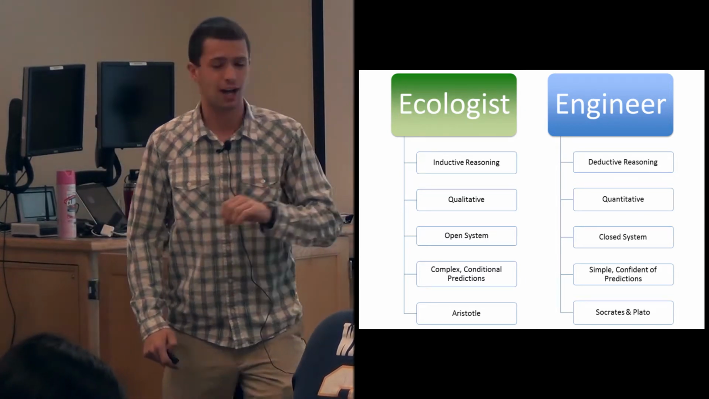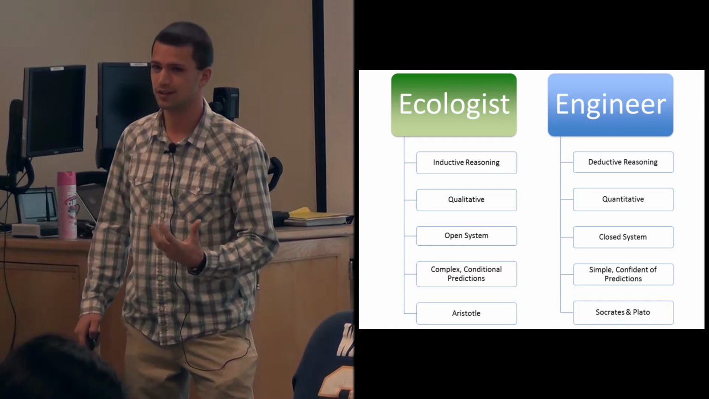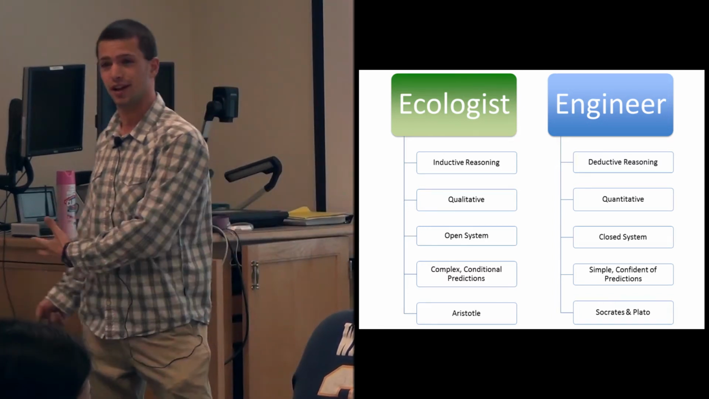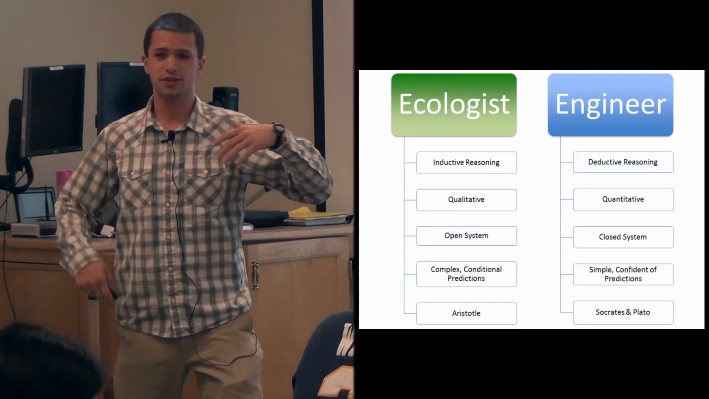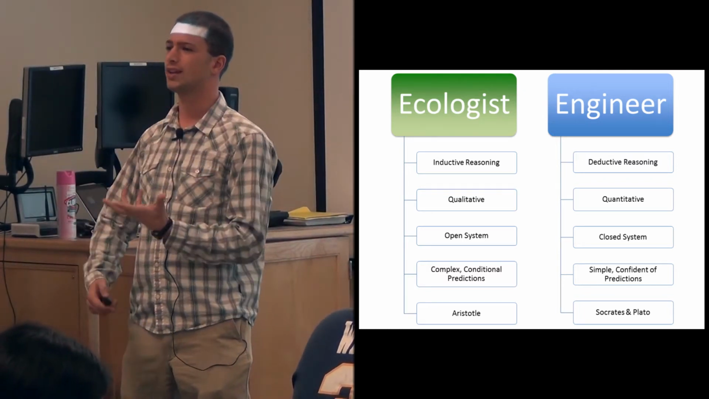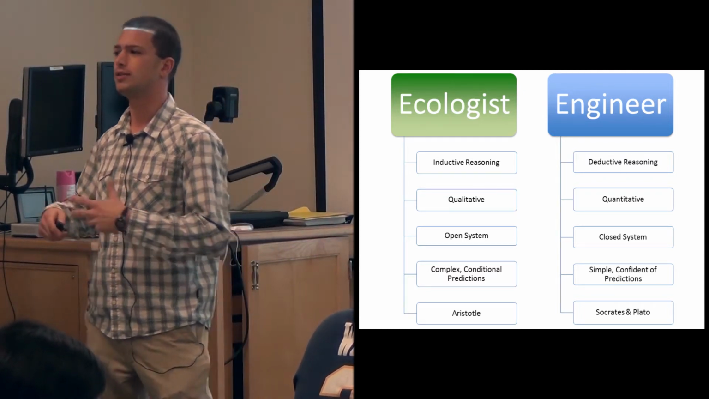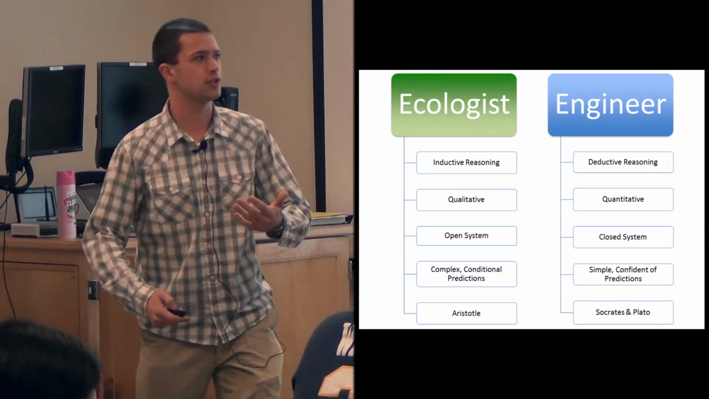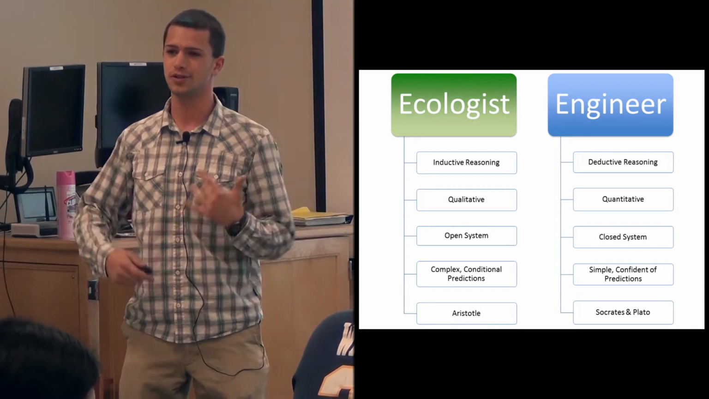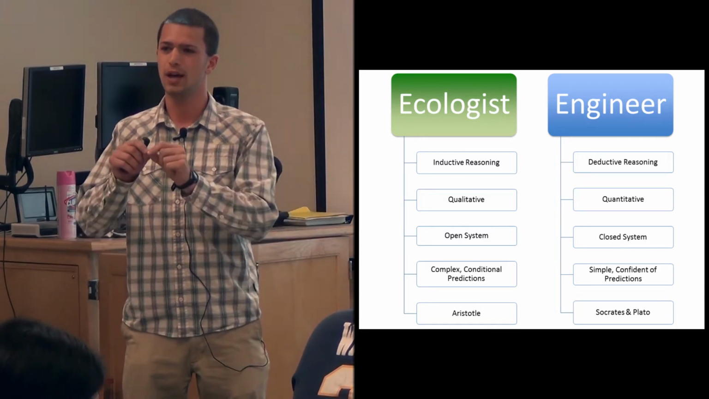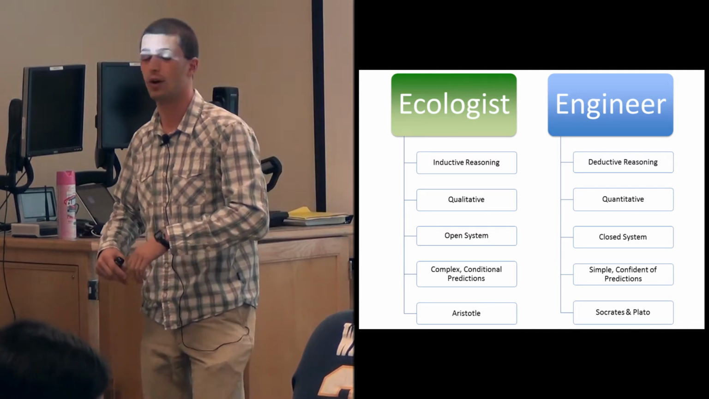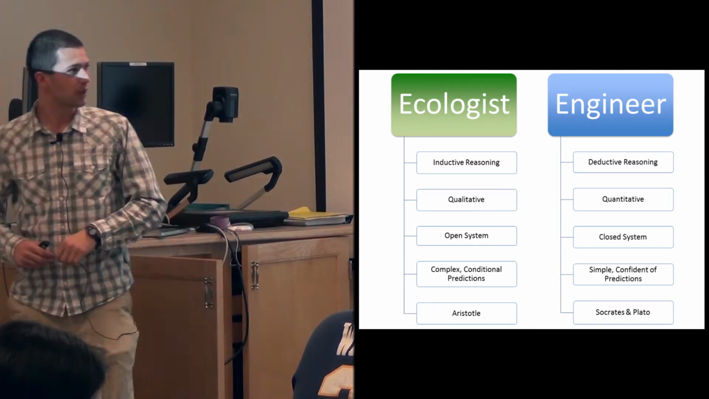So ecologists use inductive reasoning to pursue their questions, whereas engineers use deductive reasoning. Ecologists typically describe what they're studying in qualitative manners, which goes with the inductive reasoning. And then engineers do more quantitative things with equations and math, and they really want to get simple universal equations.